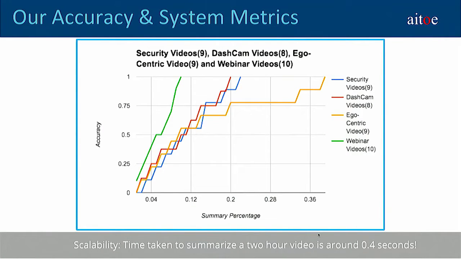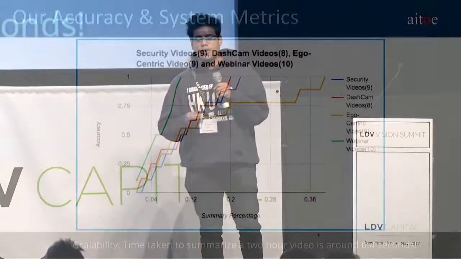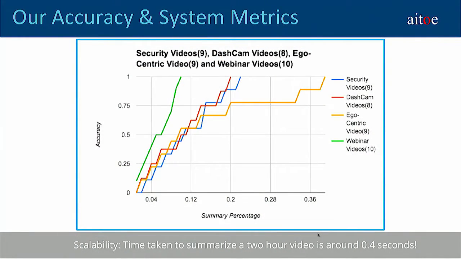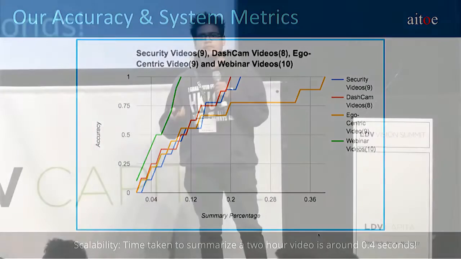So the experiments we conducted try to show the minimum summary percentage needed to cover all key events. So if you look at the blue line, that's for surveillance videos. At around 20%, we can capture all key events without missing out on anything. So effectively, that means that you can watch a 1 hour long surveillance video in just 12 minutes. So we've done this analysis across several categories of videos, and we find that by keeping the summary percentage at 30%, we can express all key events of any category.